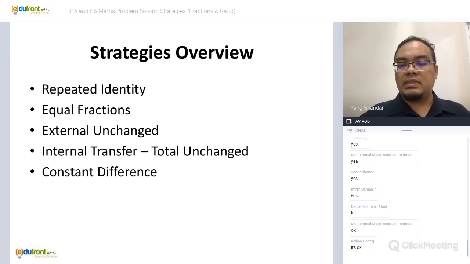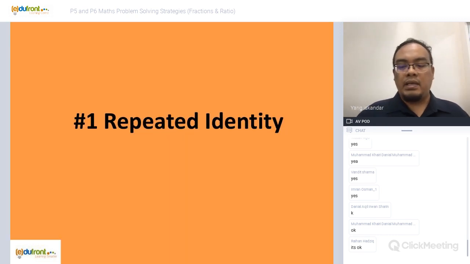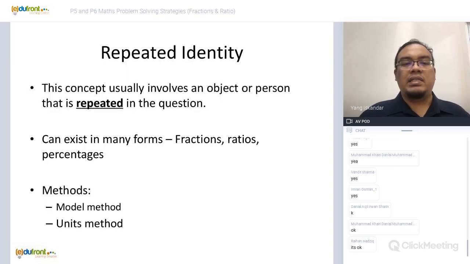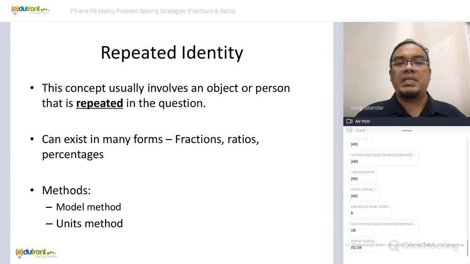Okay. All right. Now, the first strategy is repeated identity. Now, when do we use repeated identity? All right. Now, this concept involves an object or person that is repeated in a question. Okay, from the word itself, repeated identity, when you see the word problems, it involves an object or person which is repeated in the question. Now, this can come in the topic of fractions, ratio, or even percentage.